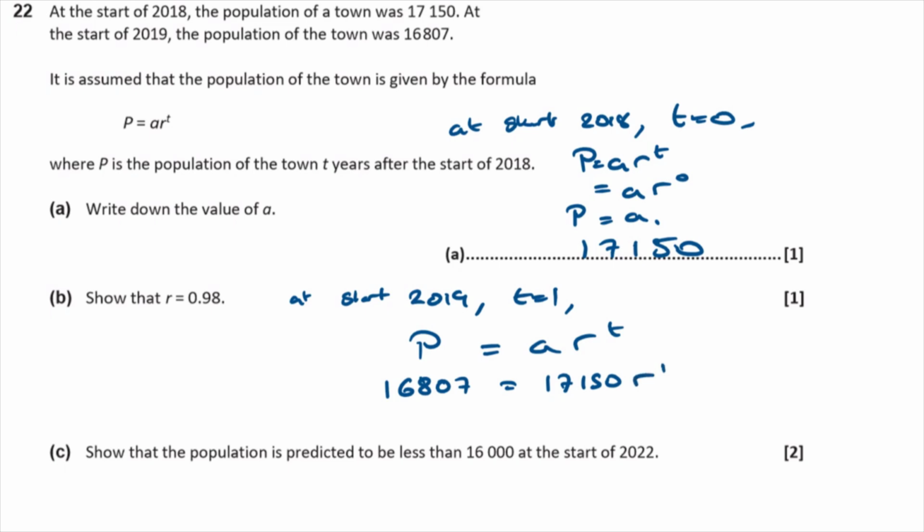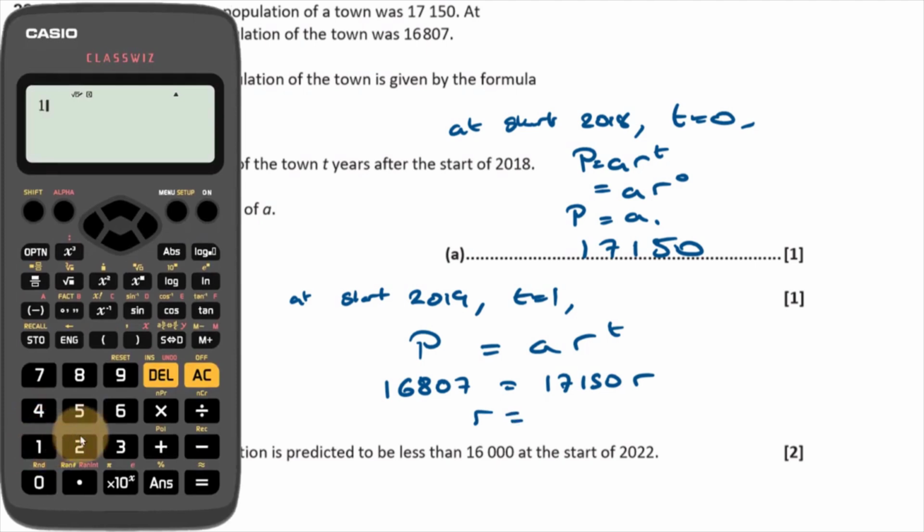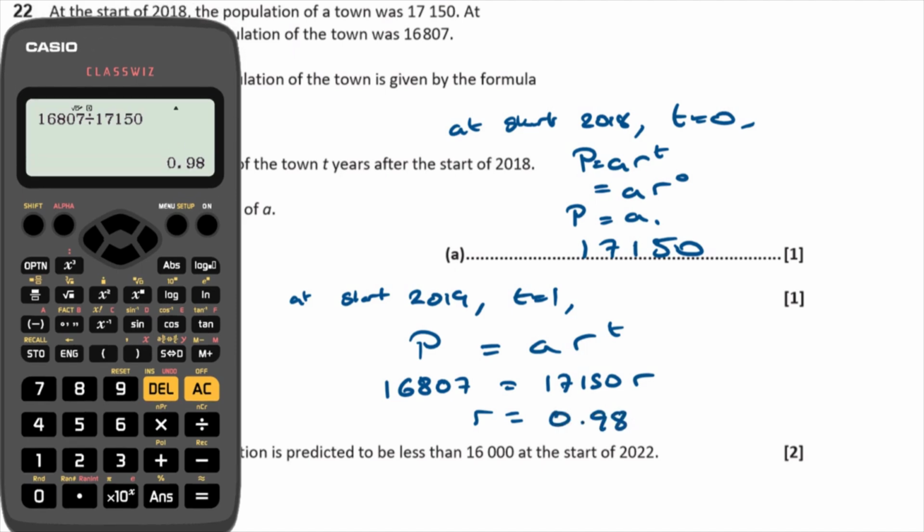So in other words, R to the power 1 is just R, so that disappears. So to find R, we're just going to divide both sides by 17,150, aren't we? So then R is going to be equal to 16,807 divided by 17,150, which is 49/50ths, or 0.98. Okay, so R is 0.98.